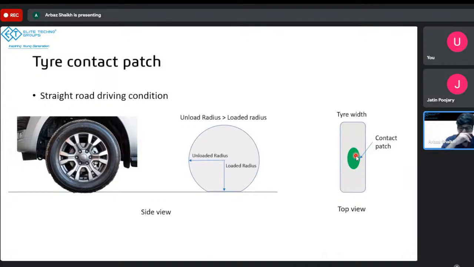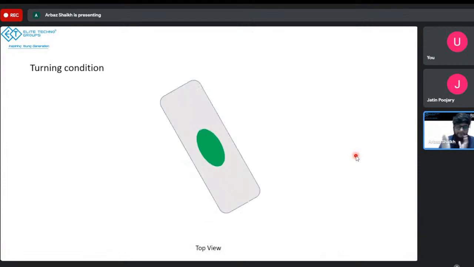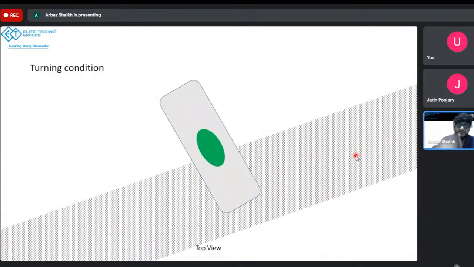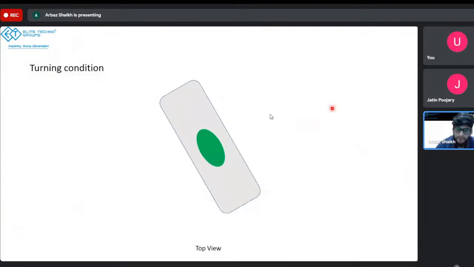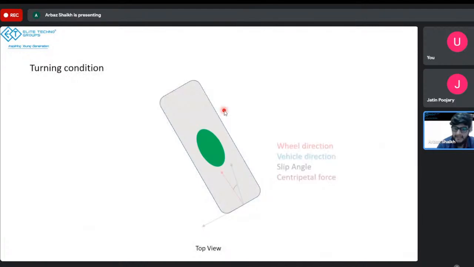Now, let's take this contact patch and see what happens in the turning condition. Imagine I turn this wheel around. If I turn this wheel around, it is going in a straight direction. Now you will notice that the road passing below the tire is not going exactly in the direction of the tire. They're slightly slipping. So why is that happening?